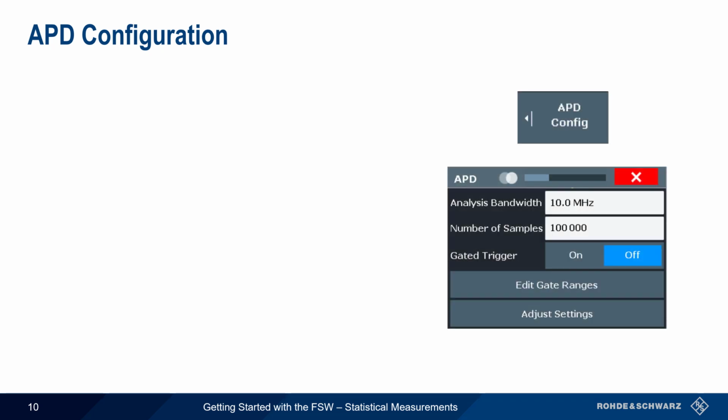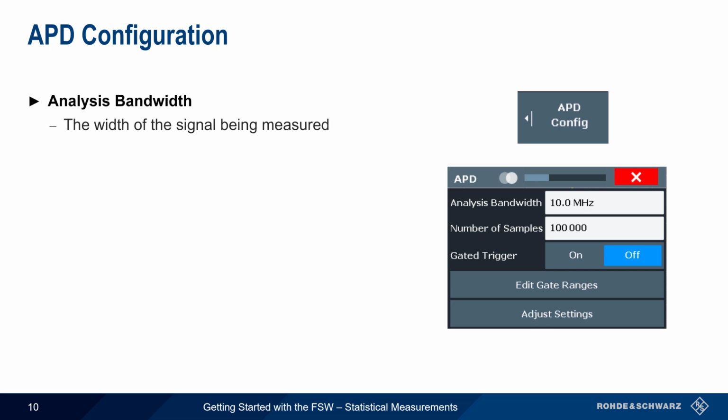Configuring APD measurements is done by pressing APD Config. The most important parameter is the analysis bandwidth, which must be as large or slightly larger than the bandwidth of the signal being measured. We'll talk about this in more detail in just a few moments.